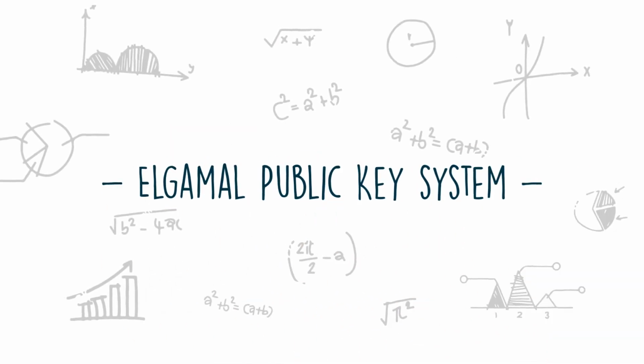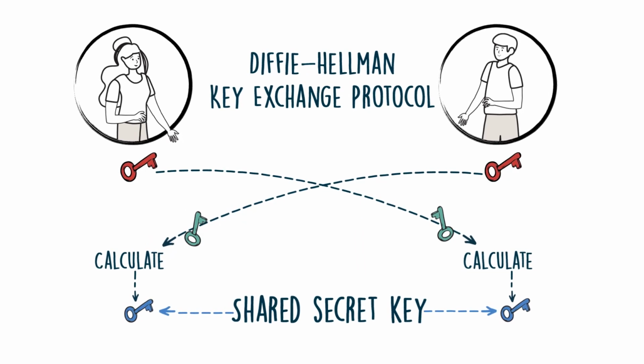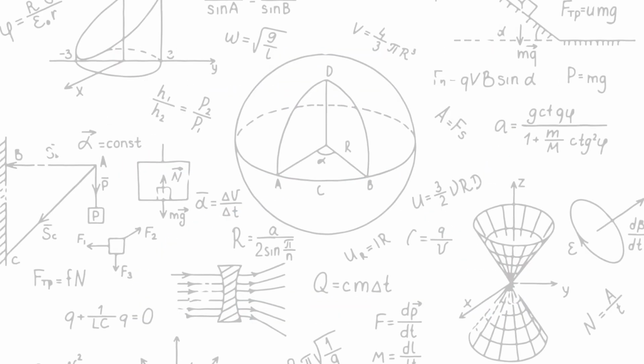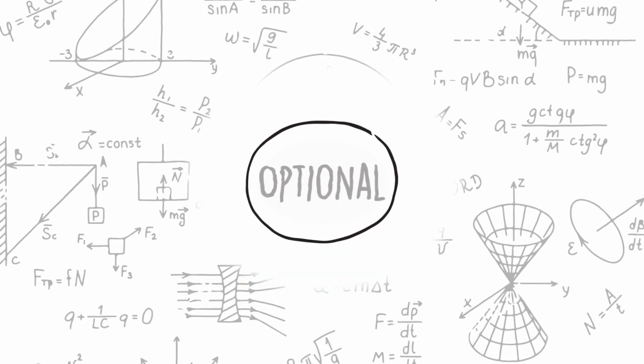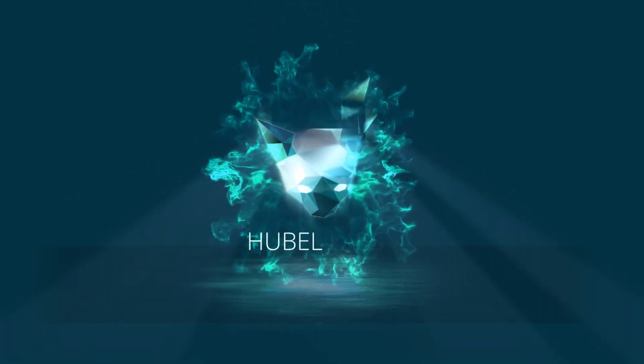In the next optional video, I will walk you through the math of one called the ElGamal public key system, and it is based on the Diffie-Hellman key exchange protocol, just to give you a bit of intuition about how it all works. It requires a bit of high school math. If the math puts you off, you can skip this next video. It will not affect your ability to follow the rest of the course.